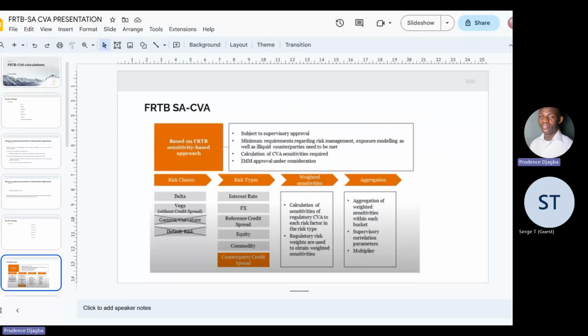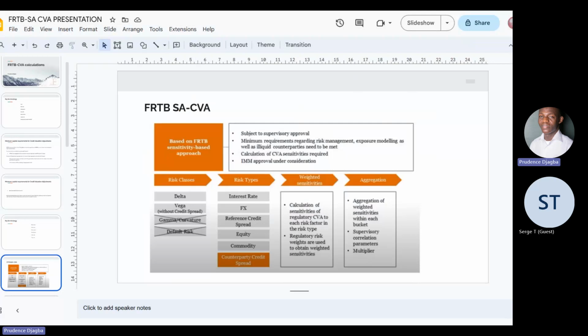Okay, so as I mentioned earlier, FRTB-CVA is a sensitivity-based approach in contrast to the basic approach, and this framework is subject to approval by the supervisor. As I already defined earlier, we need risk classes and risk types, classify them, evaluate the weighted sensitivity, and then go for the aggregation in order to value the minimum capital that we need.